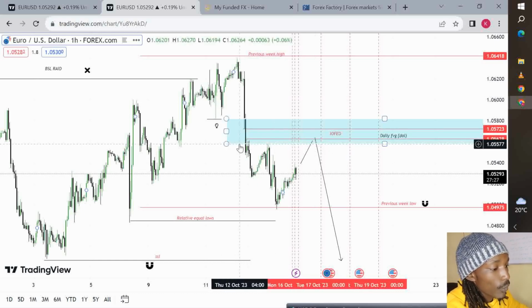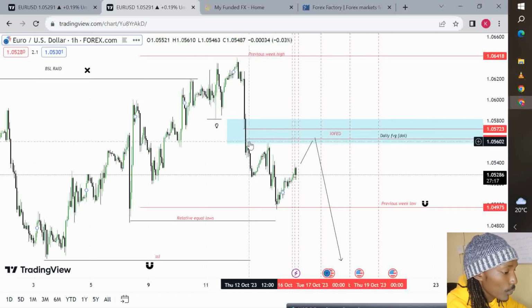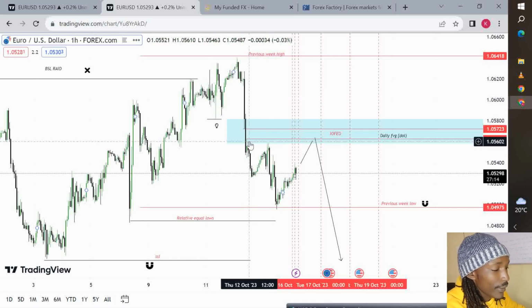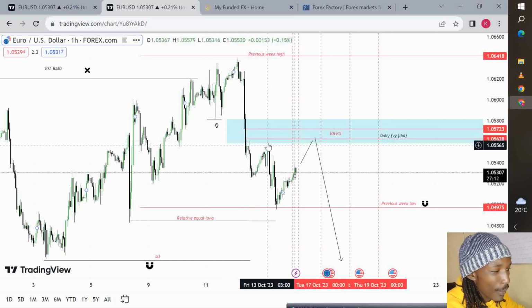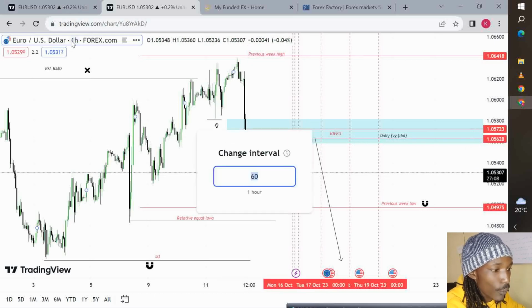Once we look at this level near that 1 hour fair value gap, just slightly inside the daily fair value gap, we have equal lows on the 1 hour. These 2 equal lows here are engineering liquidity. I want to see price come to this level first before it thinks of going anywhere else.